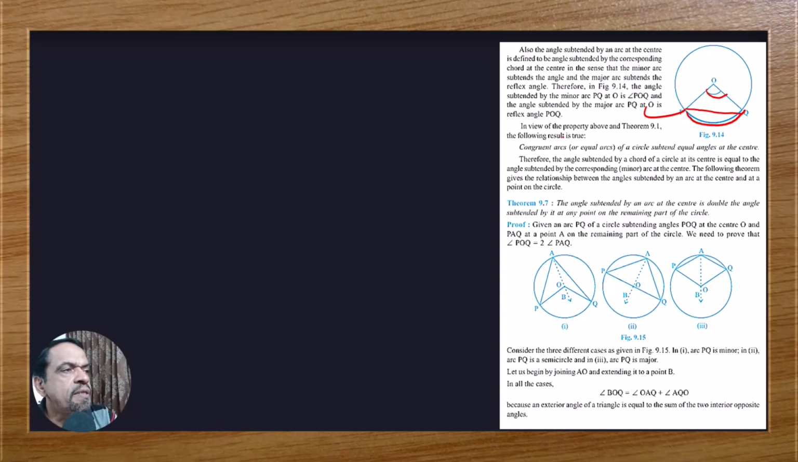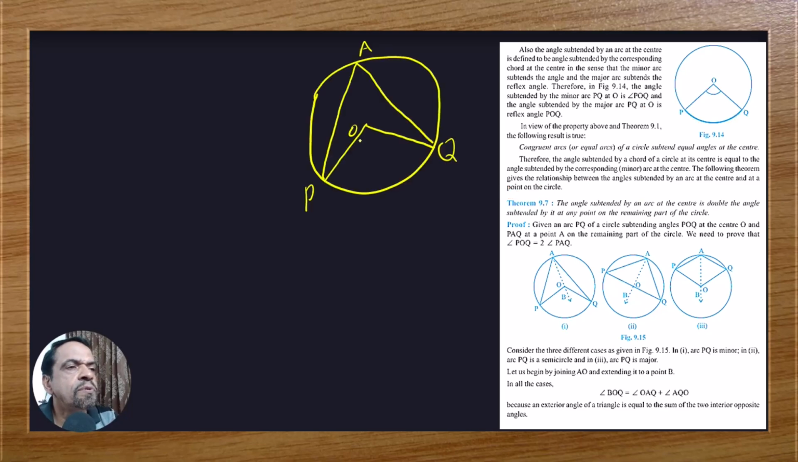So based on this concept, theorem 9.7 is very important. The angle subtended by an arc at the center is twice the angle subtended by it at the remaining part of the circle. This we have to prove. This proof is very important. It is asked in a lot of question papers. So according to this theorem, this angle subtended by arc PQ at the center is twice this angle. This we need to prove here.